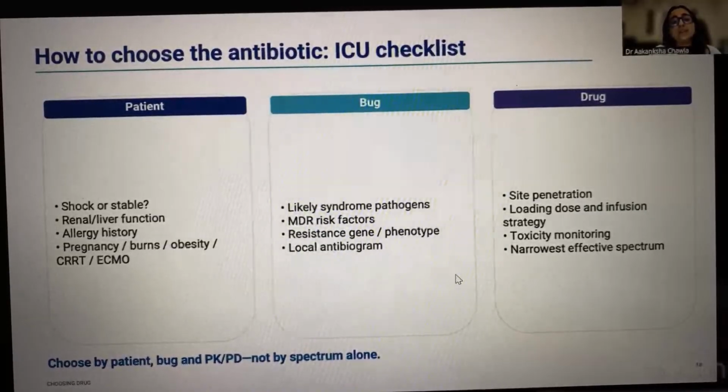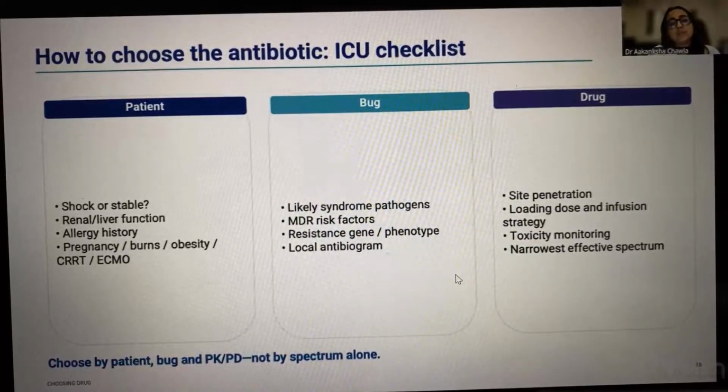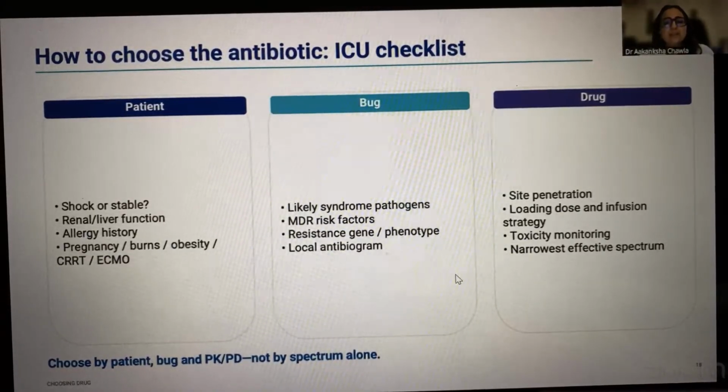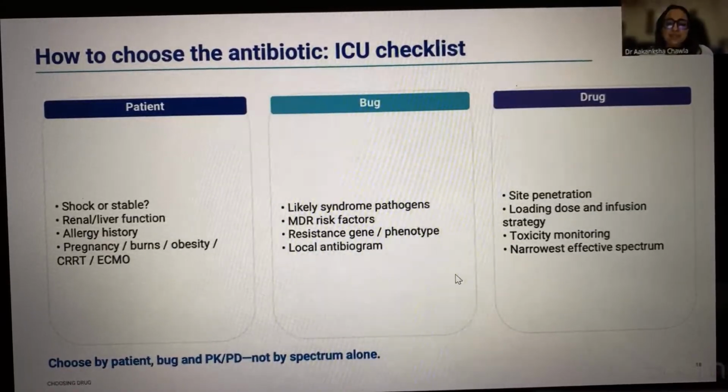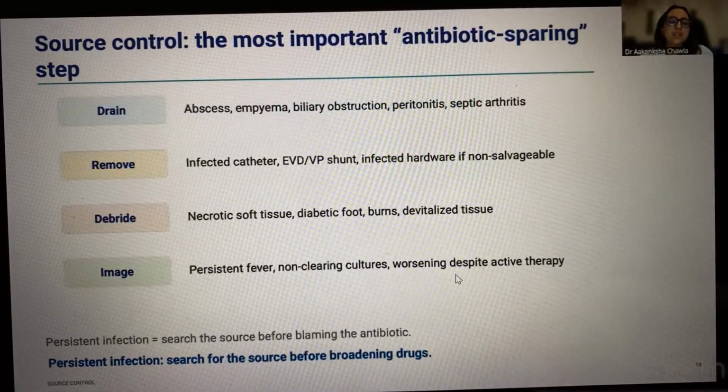Then the bug. What is the bug that you're treating and the likely syndrome that you're dealing with? Does the bug have any MDR risk factors associated? Then, like I just told you about the site of penetration of the drug, remember, do not modify your loading doses just because the patient has a renal dysfunction. It is important that the loading dose is given fully for most of the drugs, and you accordingly choose your infusion strategy. Remember, if you have started a drug, you need to monitor for toxicity. That is something that should always be checked.